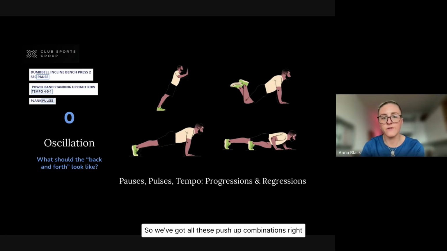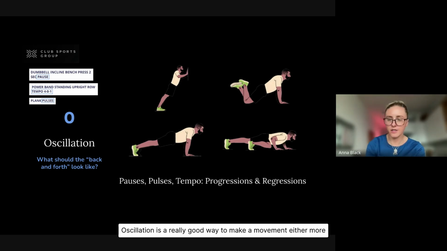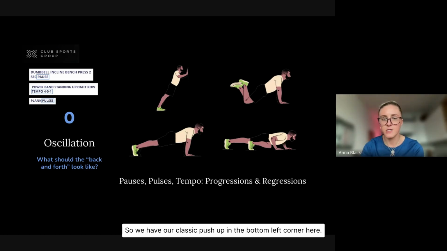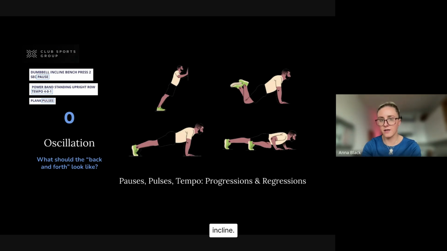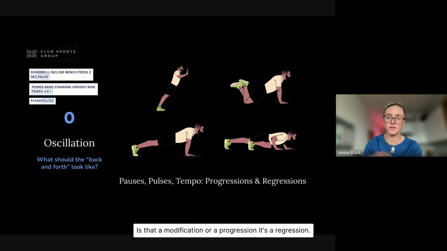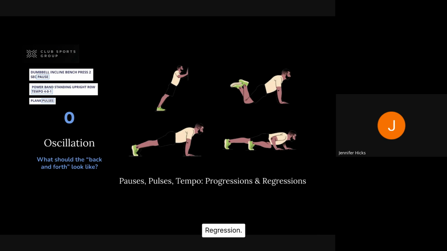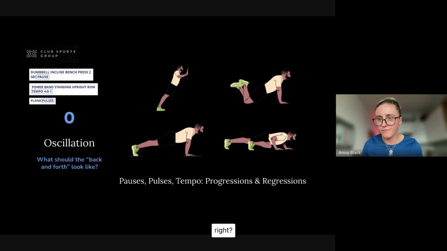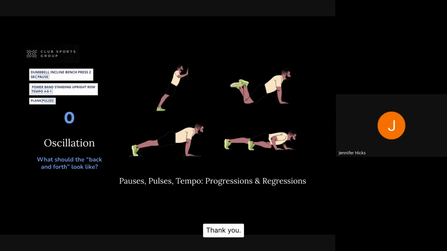And then off to the right, we've got all these push-up combinations. Oscillation is a really good way to make a movement either more challenging or a little bit easier with a push-up. So these are all examples of modifications or progressions. We have our classic push-up in the bottom left corner here. Directly above that, we have the incline. Is an incline push-up a modification or a progression? It's a regression, because you're taking off a lot of your body weight. Yes. Awesome. Thank you, Jennifer.